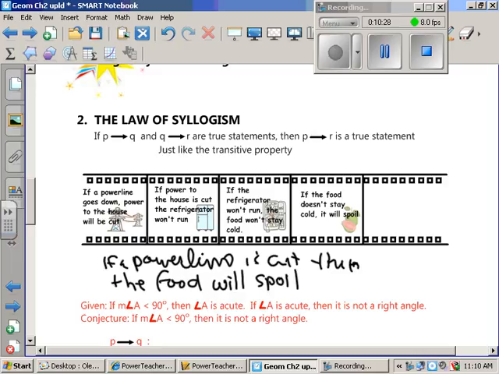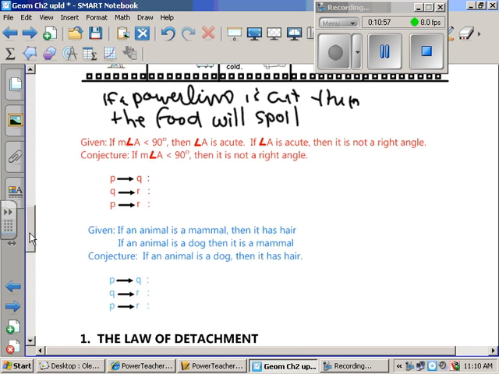Okay? And in the example, like the symbols we used over here, same thing. If P, then Q. If Q, then R. If R, then S. If S, then T means if P, then T. Does that make sense? Let's do an example just to make sure.